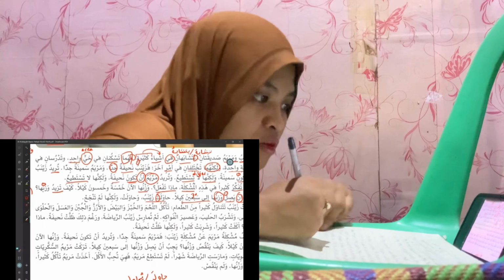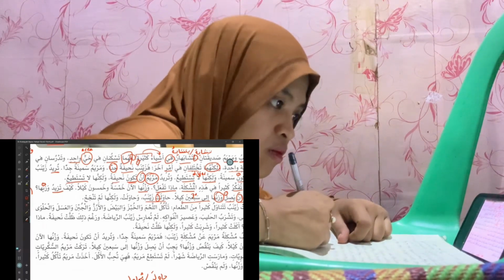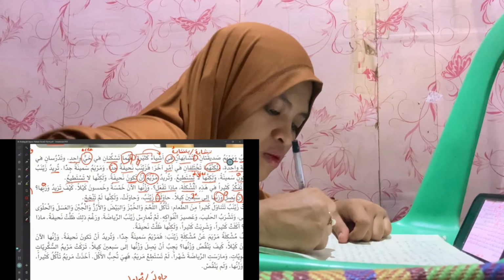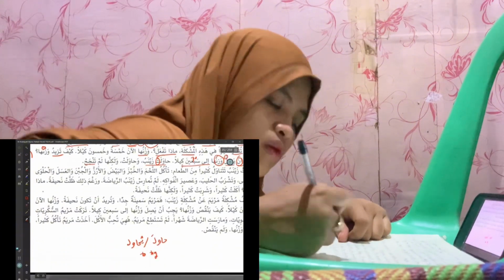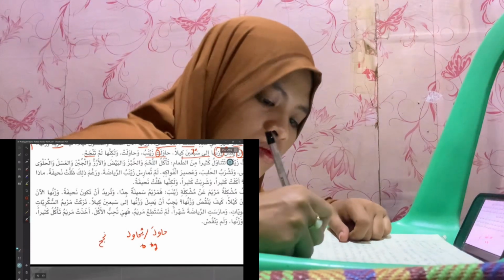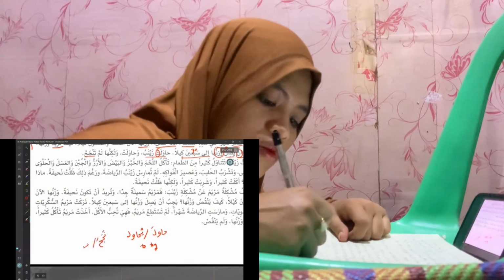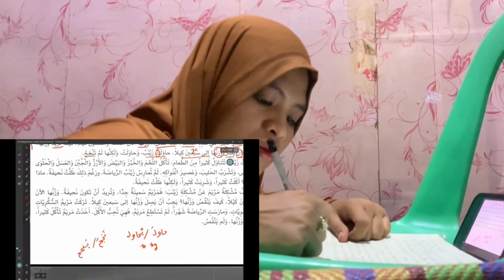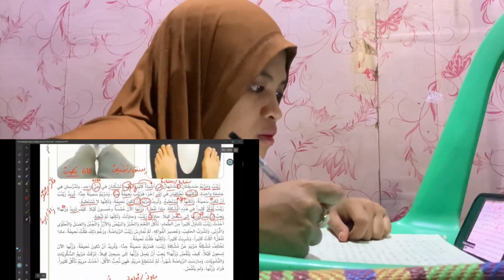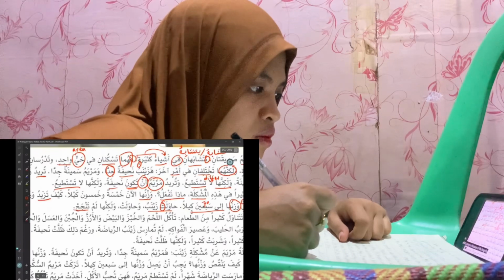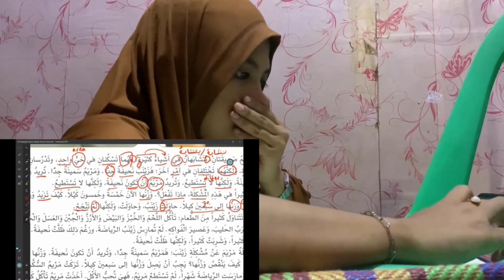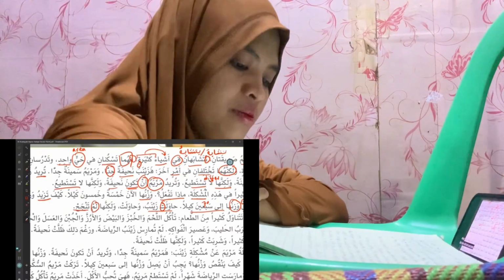Wahawalat, and she tried. Walakinnaha lam tanja. But she, what does tanja mean? It's from najaha yanjahu, which means to succeed. Because of the lam, it's negating, but it's negating in the past tense. So she did not succeed. But she did not succeed.